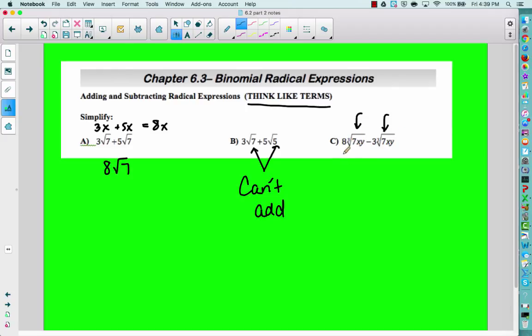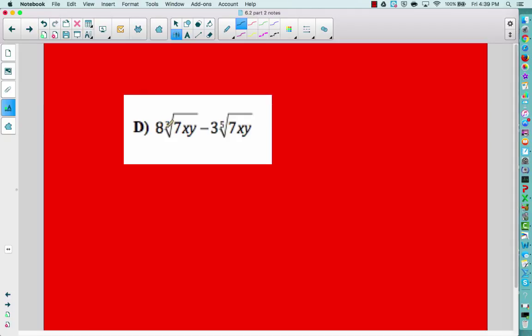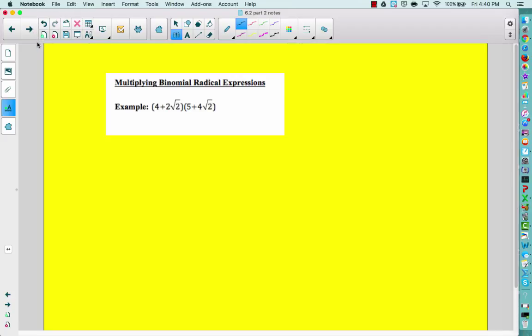So you just treat them like terms. So 8 minus 3 would give me 5. And you get still the cubed root of 7xy. All right, one more. 8 cubed root of 7xy minus 3, fifth root of 7xy. The indexes are different, so you can't add them. Okay? So again, when we're adding and subtracting roots and radicals, we want to make sure that the indexes are the same and the roots themselves are the same. Then you can add.